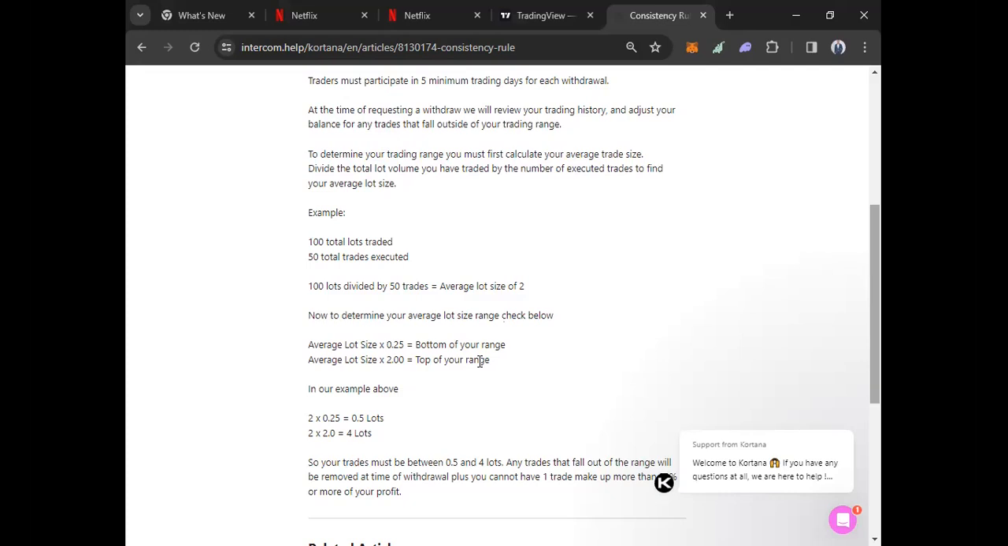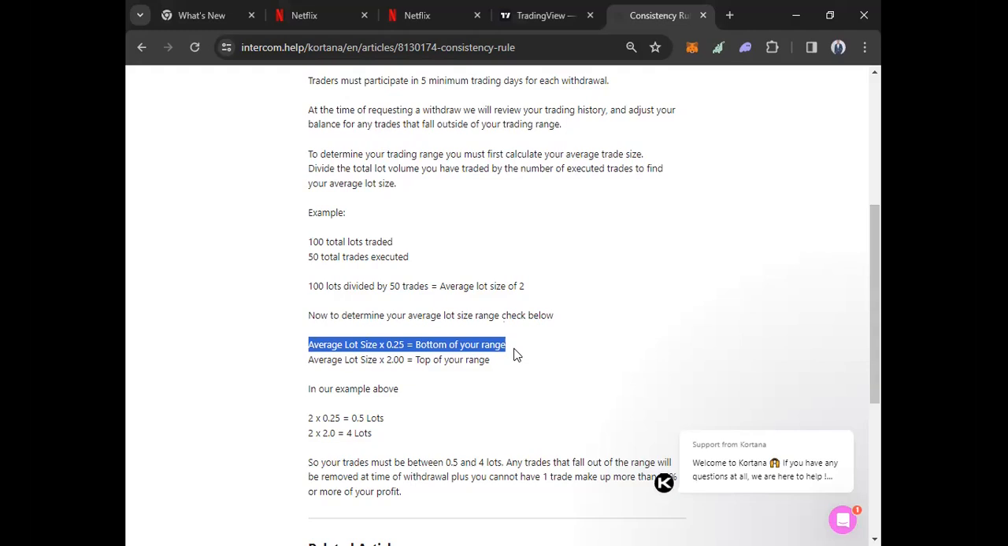So what I mean is 0.25%, which is the average lot size, bottom of the range. 0.25% of $10,000 is $25. 25 divided by 20, which is the stop loss you're using, is 1.25. 1.25 divided by 10 for lot size is going to be 0.12. So the minimum lot size you can use is 0.125, which is 0.25% of a $10,000 account. That is what this bottom of the range means.